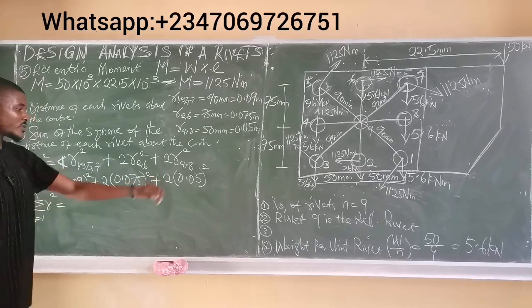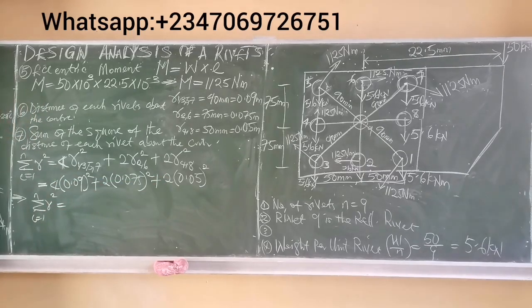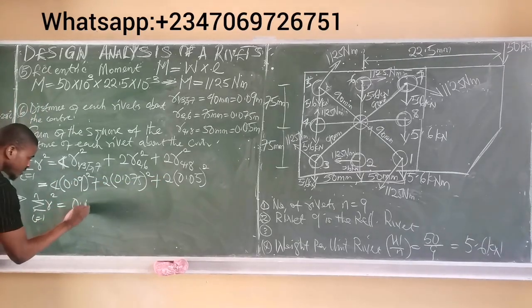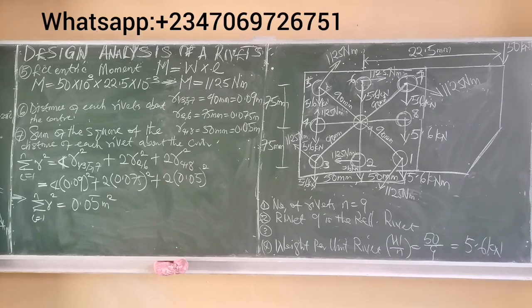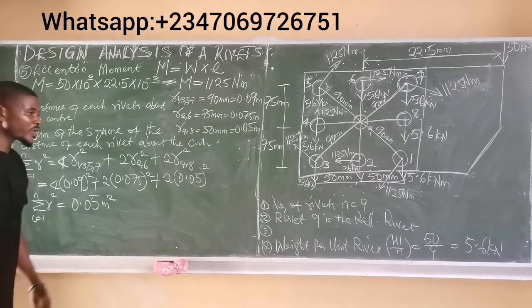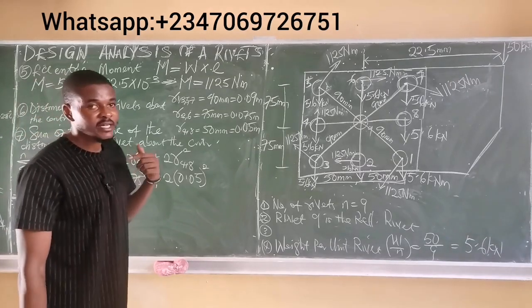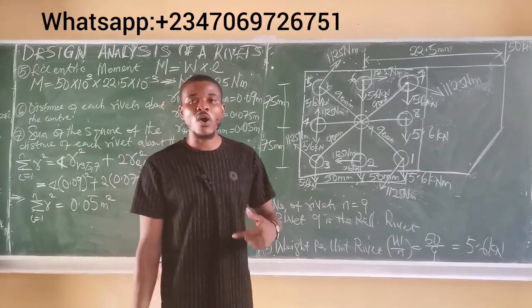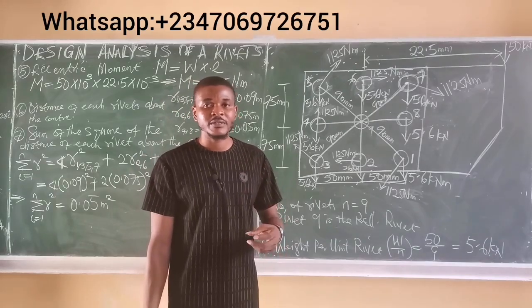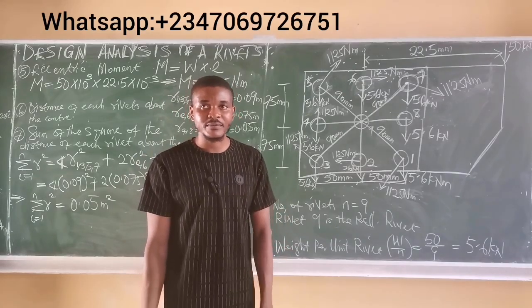You can punch this all together as well to confirm the result, but the result is simply 0.05 in meters squared. So this becomes the sum of the square of the distance of each of the rivets about the center. All right, so you have it to be 0.05 meters squared. Now, after obtaining this, the eighth step is simply to find the moment of each of these rivets about the center.